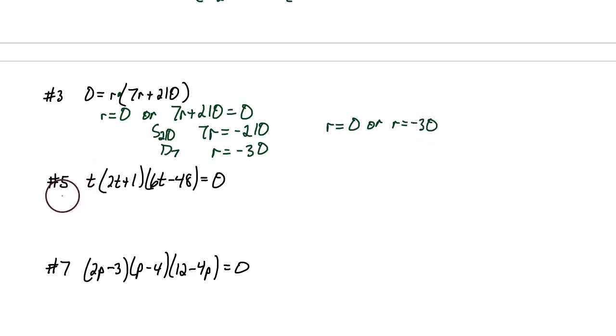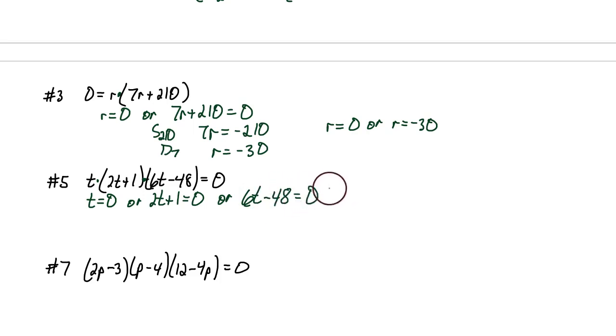Number 5 has the same pattern to it. It has a product, things being multiplied together, and the answer is equal to 0. Whenever you have that situation, you can solve the equation by taking each factor and setting it equal to 0. So t equals 0, or 2t plus 1 equals 0, or 6t minus 48 equals 0. You can only use this technique when there is a 0 on one side of the equation. If there's any other number there, this will not work.